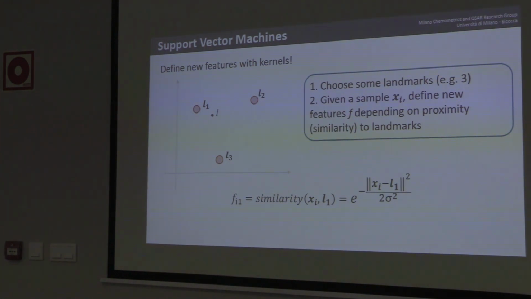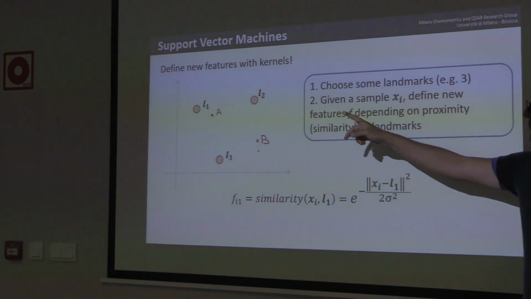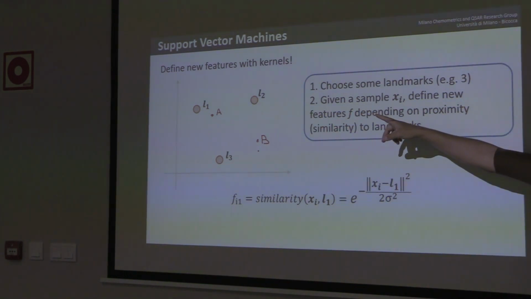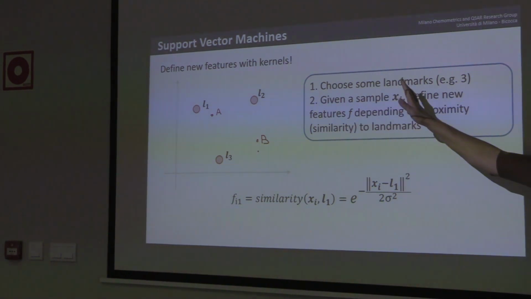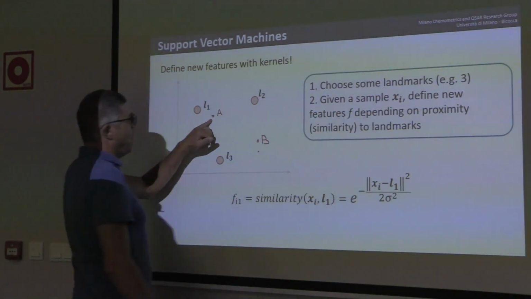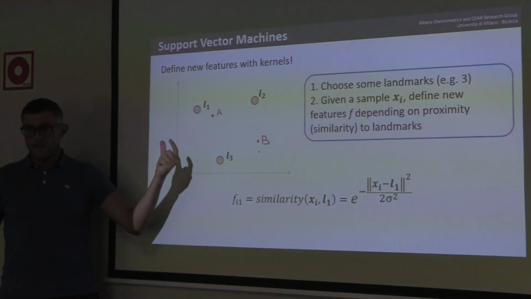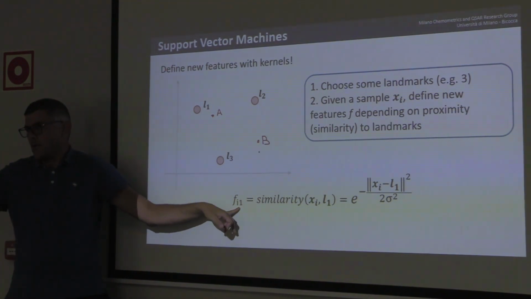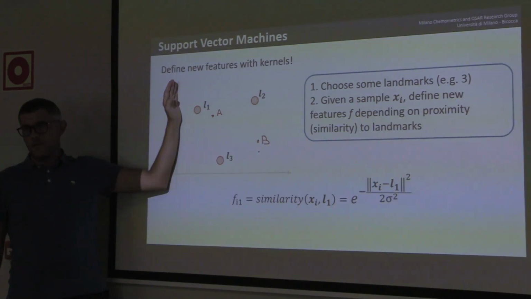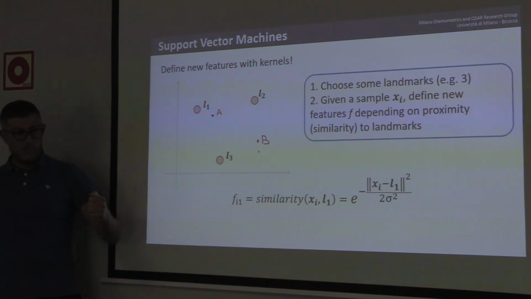Let's say we have a sample A here and a sample B here. Which of the two samples is more similar to landmark number 1? A. So this sample will have higher similarity, and this will be the feature, the new variable of our data set. So we dismiss variable number 1 and variable number 2, and we use this new feature.